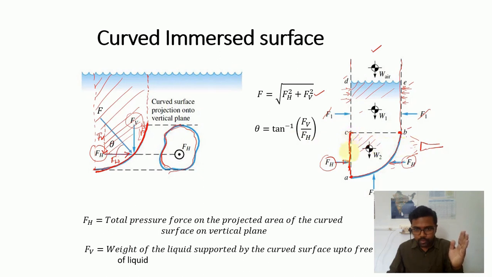right? But it has some height h. It's having some height h on the vertical plane. So that is the projection of this curved surface on the vertical plane. Now determine the pressure force on this vertical plane, right? That pressure force will give us the horizontal force which is acting on the curved surface.